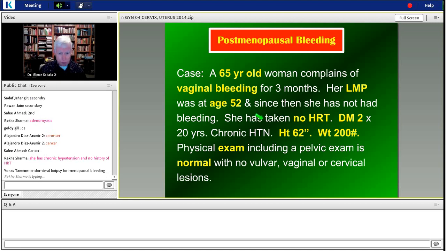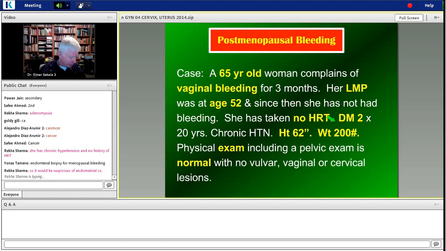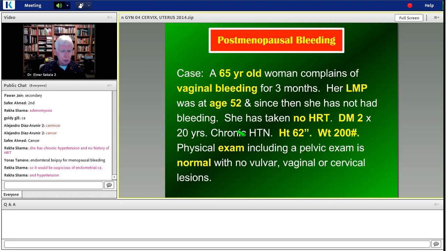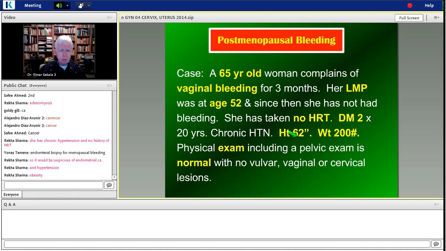But she's not had any of those. She's had type 2 diabetes mellitus for 20 years. She has chronic hypertension. And epidemiologically, we know that endometrial carcinoma is related to type 2 diabetes and is related to chronic hypertension. Now, I don't know how diabetes can contribute to endometrial cancer. I don't know how chronic hypertension can contribute to endometrial cancer. But the third epidemiologic risk factor is obesity. She is 62 inches tall, but weighs 200 pounds.